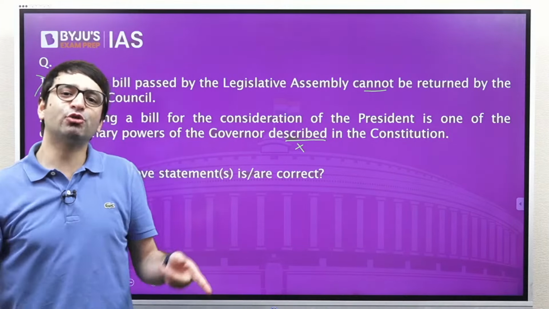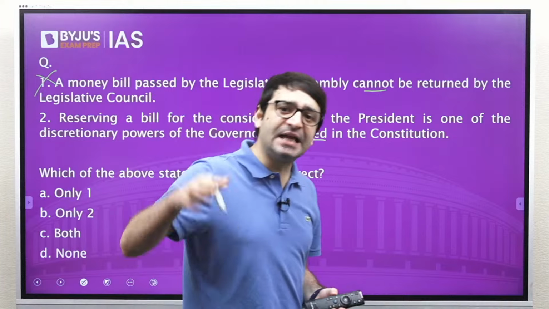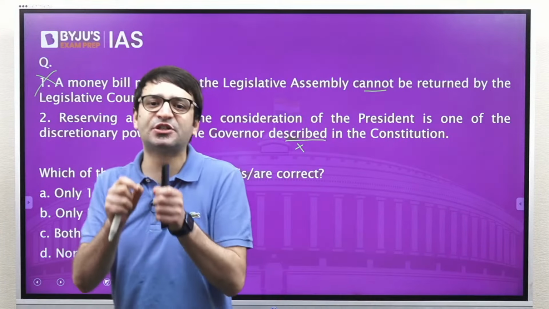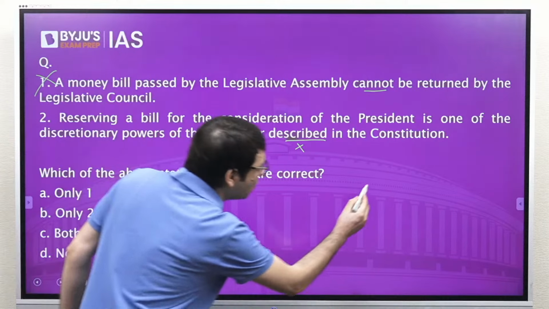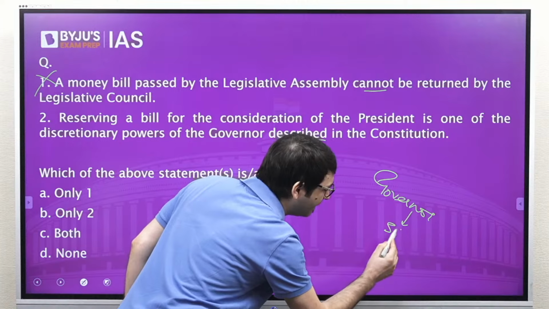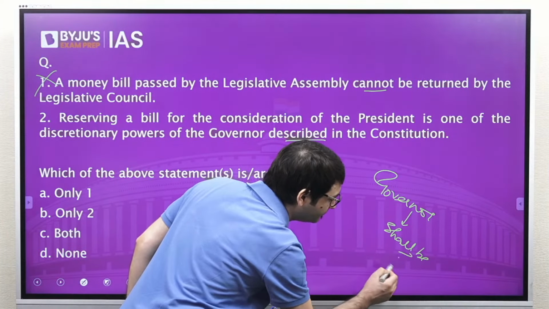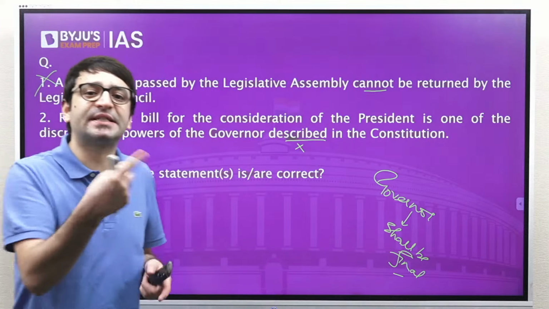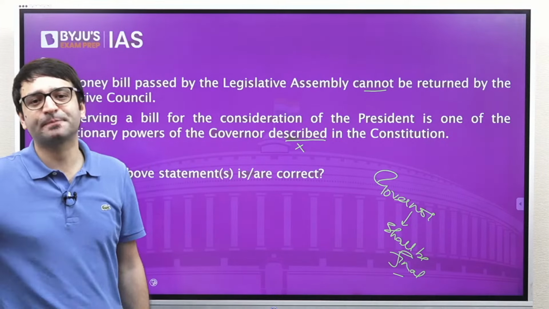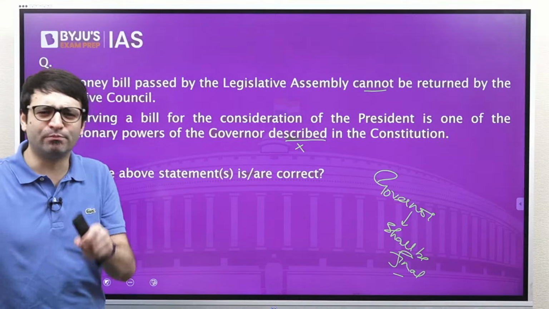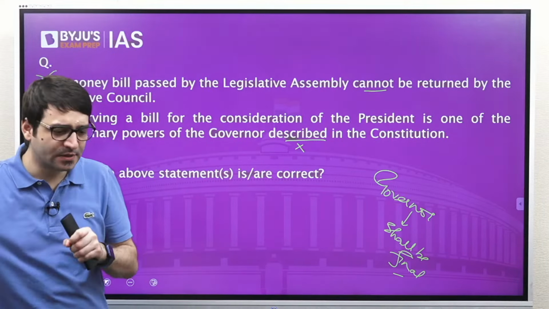But what Constitution does say, in case there is a dispute as to what constitutes the discretionary power of a governor, the word of the governor shall be final. That means governor gets to decide what are my discretionary powers. But there is one obligation here. This is a very important point for your prelims.